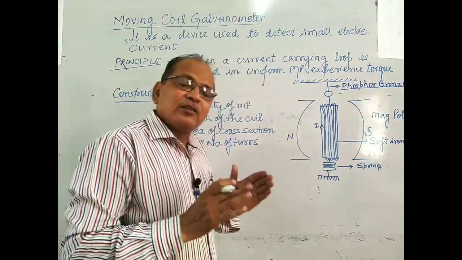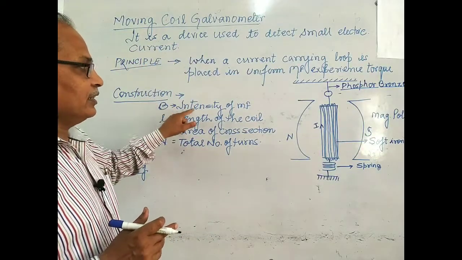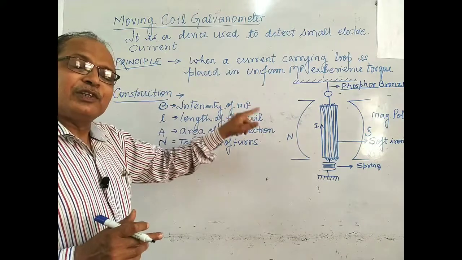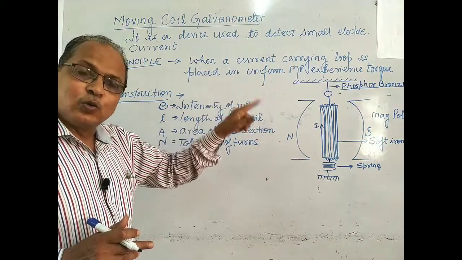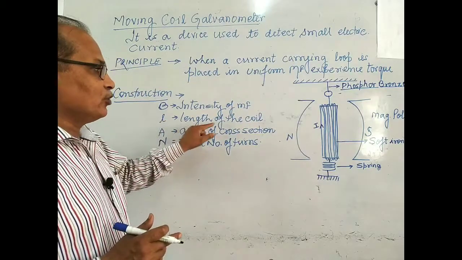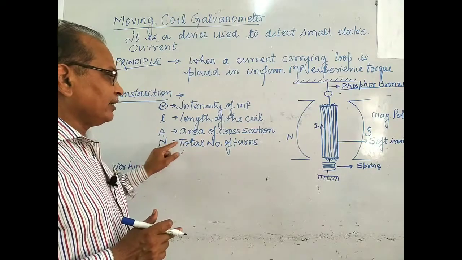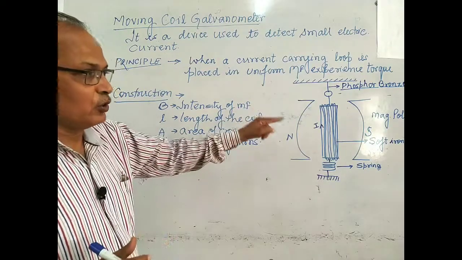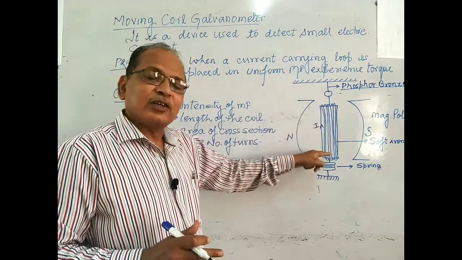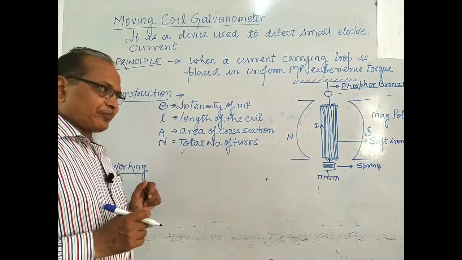Now see the working. Here B is the intensity of the magnetic field in which the current loop or the rectangular coil is placed. L is the length of the coil, A is the area of cross section, and N is the total number of turns on this soft iron core. Now let us see the working.